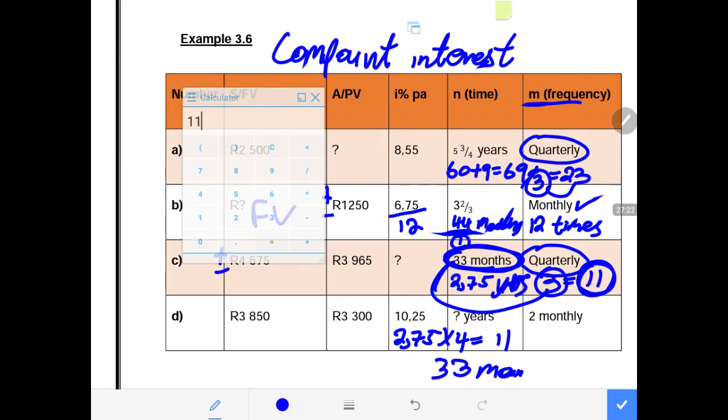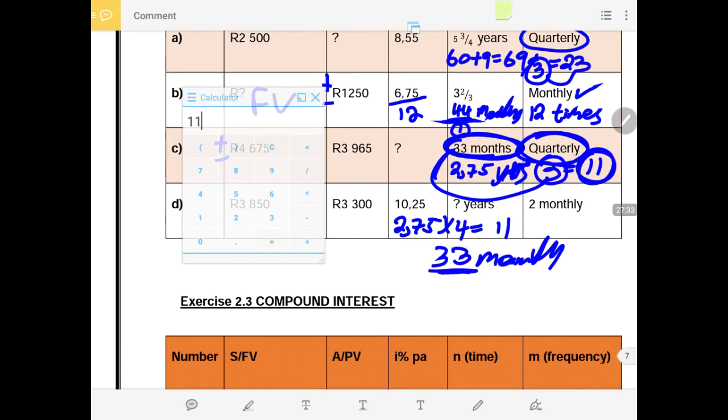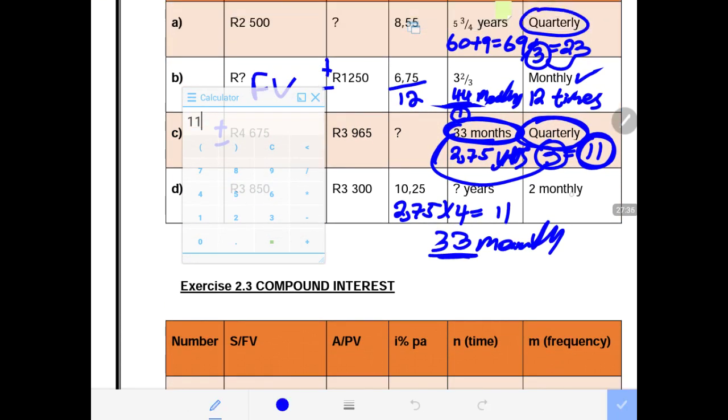But if we have the number of months, in this case 33 months, in which the amount was invested, and you know it was compounded quarterly, then because these are months, we need to say how many months we have in a quarter. We have 3 months in a quarter. So if we invested this over a period of 33 months, we divide by the number of months in a quarter, so that we know how many quarters are in 33 months, and how many times this interest will be compounded.